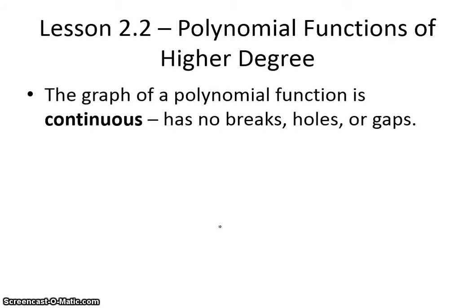Alright, lesson 2.2 is all about polynomial functions of higher degree. The graph of a polynomial function is continuous, which means it has no breaks, holes, or gaps. So if you're looking at a graph like this, where there are no holes, that's continuous. If it was a piecewise function where I go to here with a closed circle and then pick up with an open circle, that would not be considered continuous.